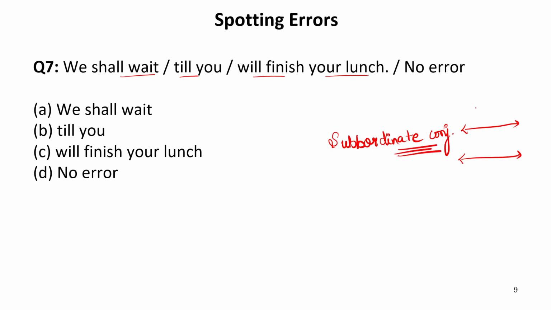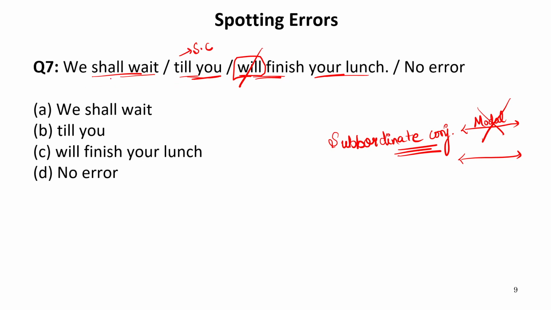Just after the subordinate conjunction, we do not use any modal. Modal means can, could, shall, should, will, would, etc. Now here, "we shall visit is correct till you," now this "till" is a subordinating conjunction. "Will finish your lunch." Now this "will" is a modal, which is incorrect, because we cannot use a modal in the clause just after the subordinate conjunction. Therefore this "will" should be removed from here.